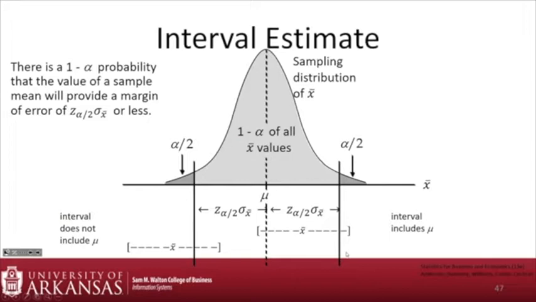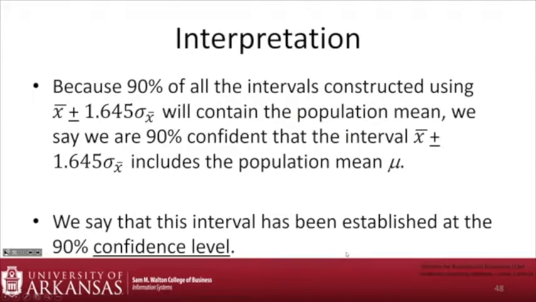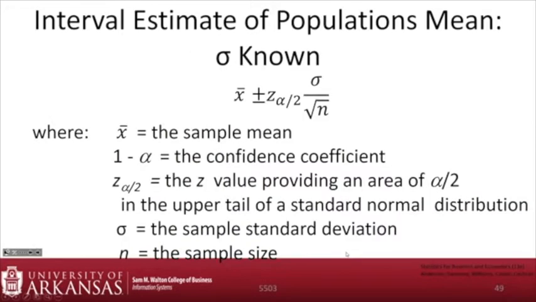Yes? So in this graph, E is 2 sigma, right? Yes. So as far as the calculation goes, well, that's just more saying it. So because 90% of all the intervals contain the population mean, we're going to say we're 90% confident that this interval includes the population mean. So that's kind of the interpretation piece.